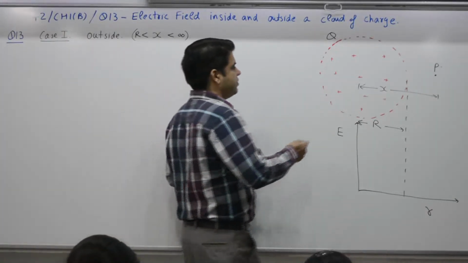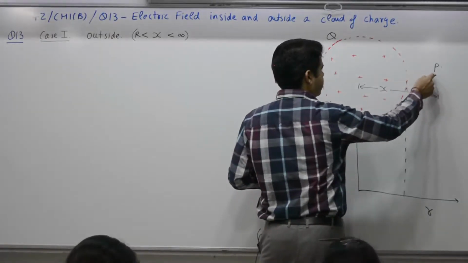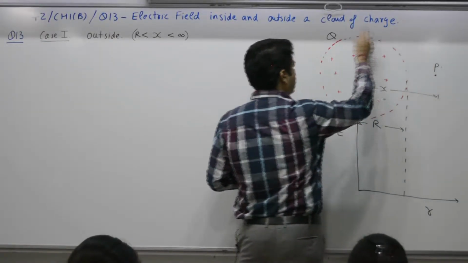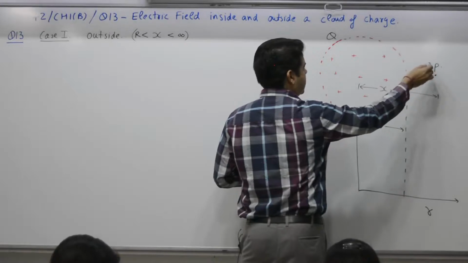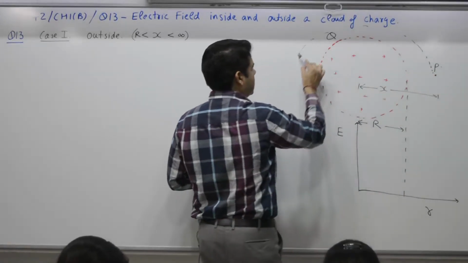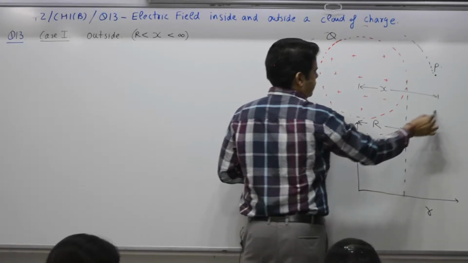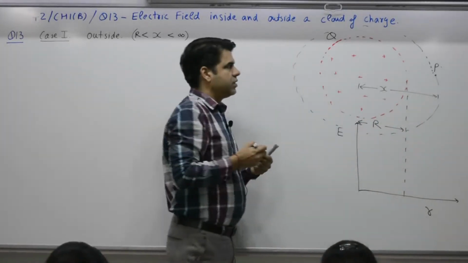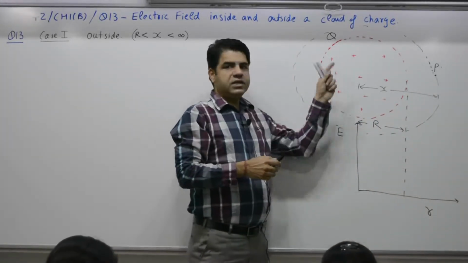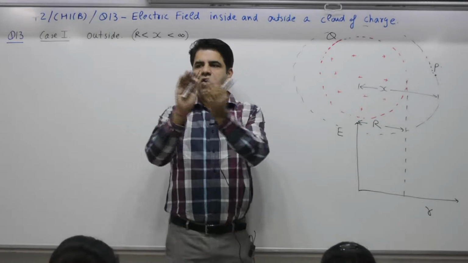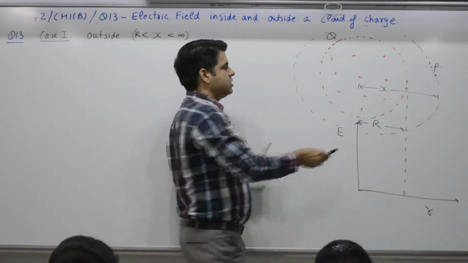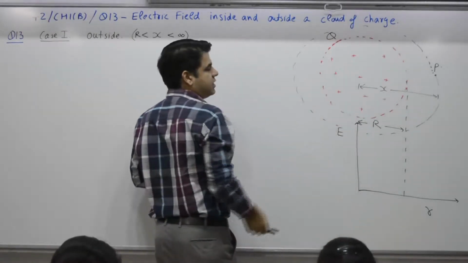What is the first step for Gauss's law? Draw a Gaussian surface, hypothetical Gaussian surface. At what distance? X. So these lines move out radially outward in all directions. So this Gaussian surface is what? It is a sphere.